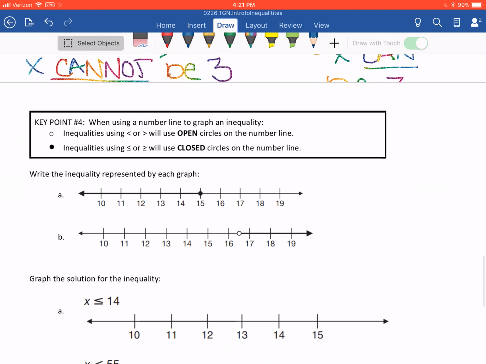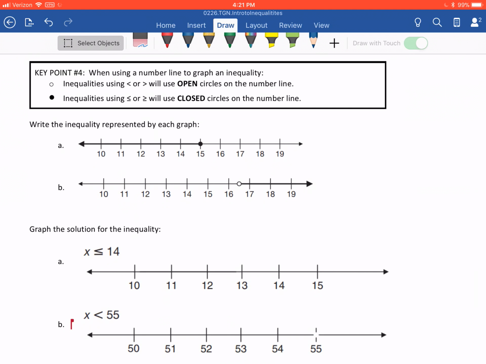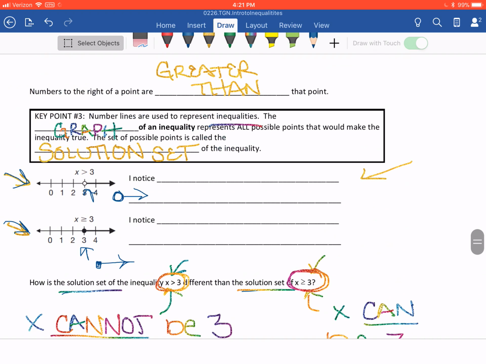All right, moving on to key point number 4. When using a number line to graph an inequality, for inequalities using less than or greater than, we'll use open circles on the number line. For inequalities using less than or equal to or greater than or equal to, we'll use closed circles. So if we look back up here, we should notice that for x is greater than 3, we used an open circle for our 3 because 3 is not included in that solution set.